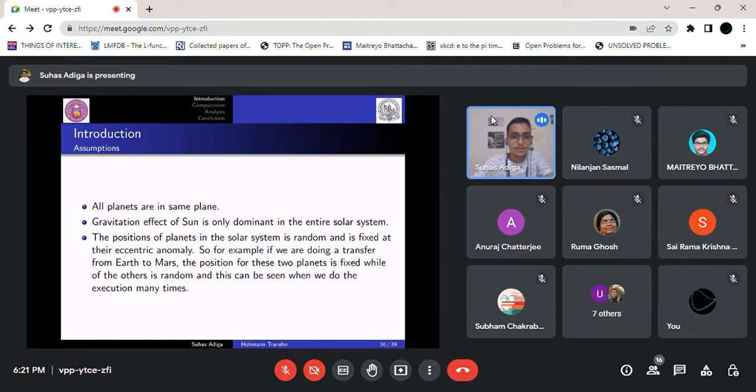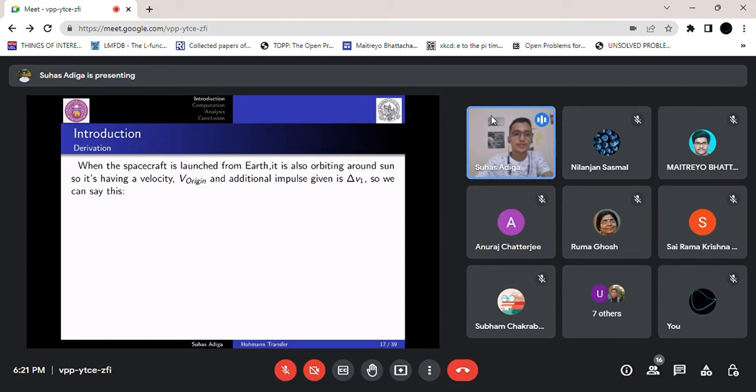Okay, so let me start with the derivation. You are now clear with the nomenclature of the terminologies that we'll be using. When the spacecraft is launched from Earth, it is orbiting around Earth and also orbiting around the Sun in a separate orbit. I'll call that orbital velocity V origin, and I'm giving an additional impulse of delta V1.